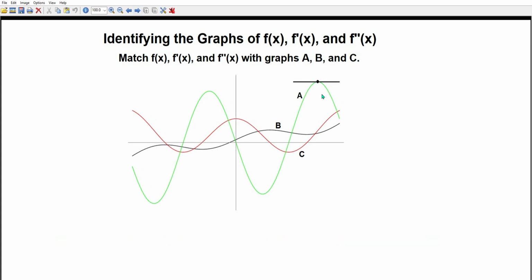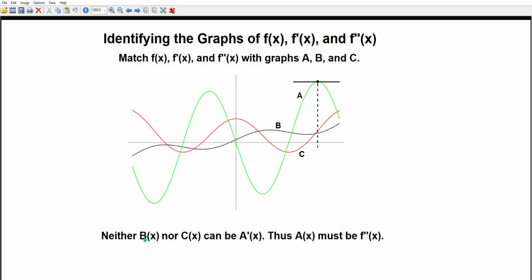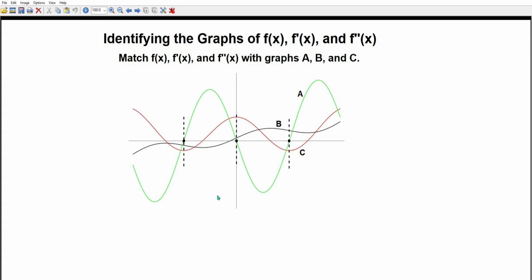Okay, so we look at this horizontal tangent on graph A, and what we can see is that neither B nor C is 0 there. So neither B nor C can be A prime. So A must be f double prime, because f double prime is the only function for whom the derivative is not graphed. Now what we do is we look at the places where A is 0.